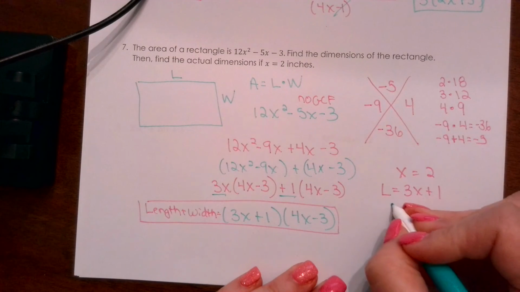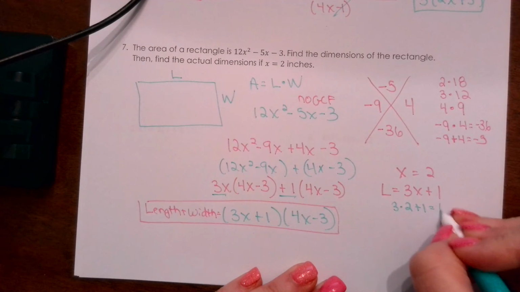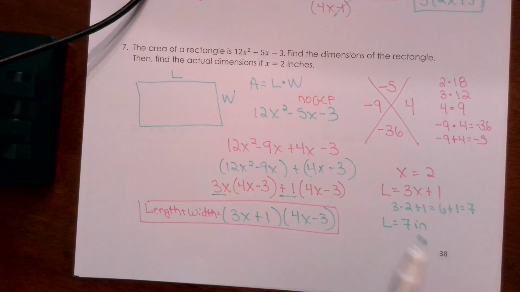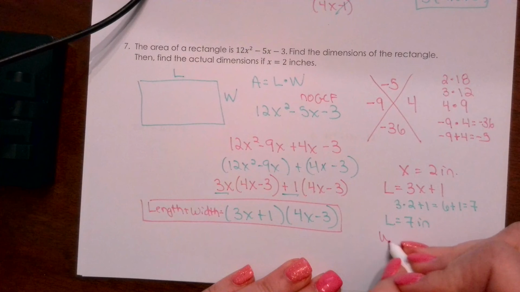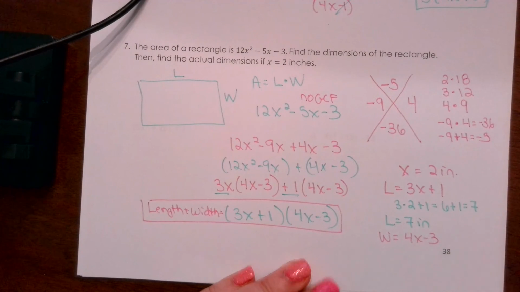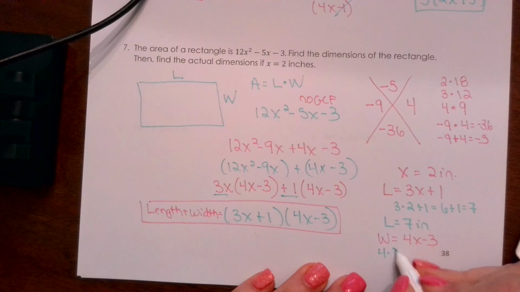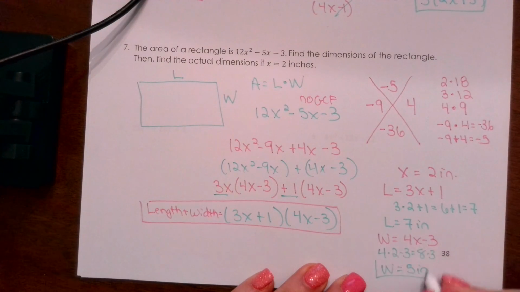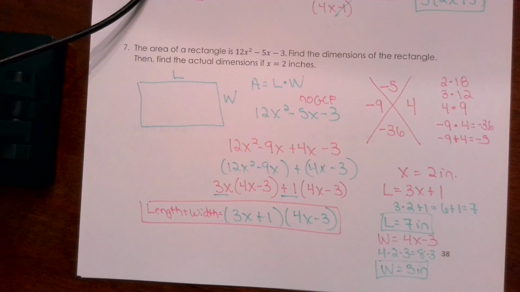I'm going to substitute x in. 3 times 2 plus 1 equals 6 plus 1 equals 7. So length equals 7 inches because it started as inches. Now width equals 4x minus 3. I'm going to substitute in 2. 4 times 2 minus 3, 8 minus 3, and that equals, width equals 5 inches. So it could be switched. I mean, quite frankly, length could be 5 inches, width could be 7 inches. Doesn't matter, so long as you are substituting those numbers correctly and making a choice.